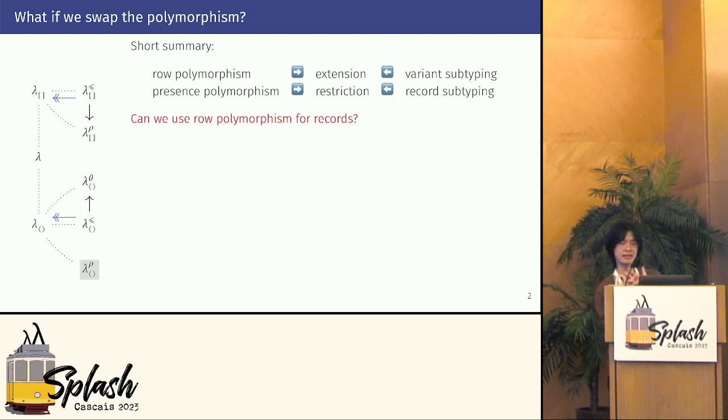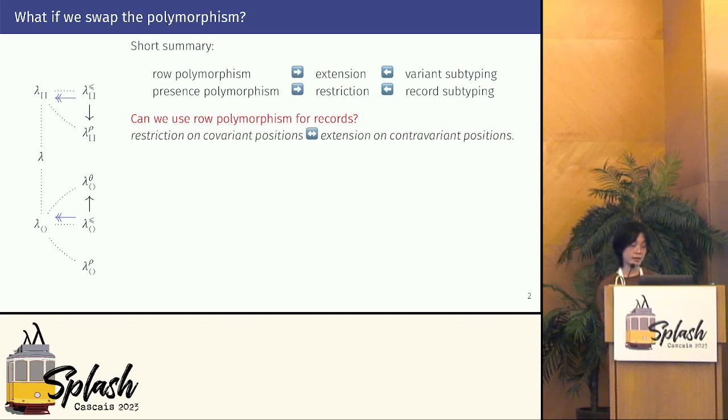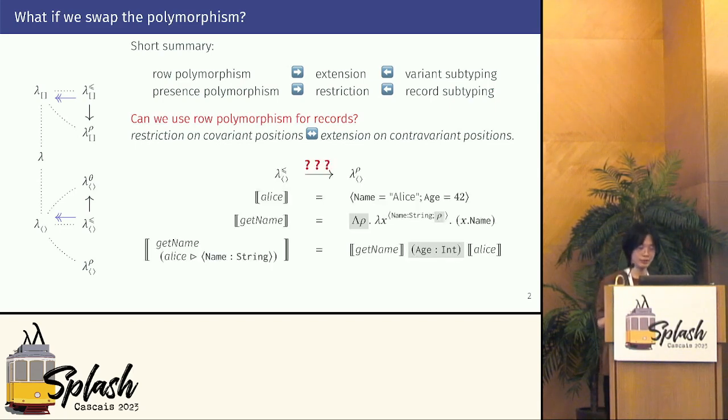At first glance, it seems possible because for record subtyping, what we want is to remove some labels from records on covariant positions. This is actually equivalent to adding more labels to records on contravariant positions. So consider the previous example. We can translate the record Alice to itself, translate the function to a row polymorphic function.